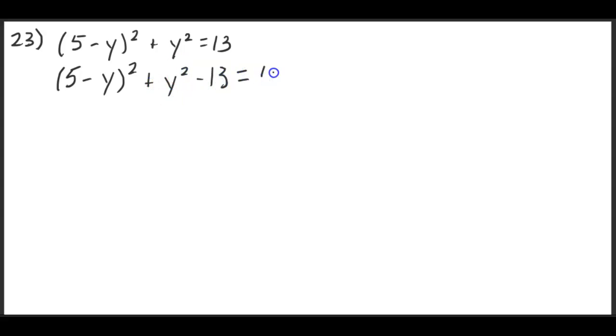I can set it equal to 0. Okay, I've done something, right? Okay, but now what? Well, I know that what I'm looking for is a trinomial that's in this pattern, ax squared plus bx plus c. Well, I don't have that. So what can I do to get it?